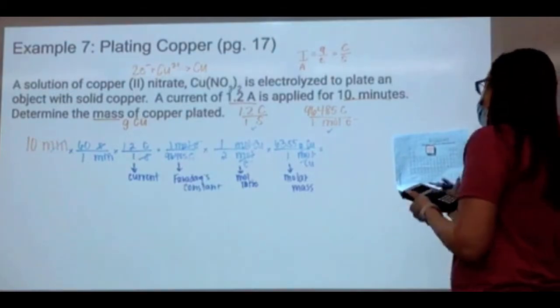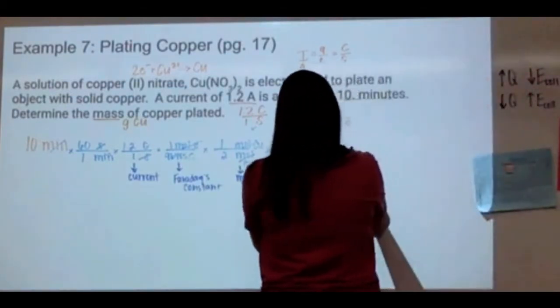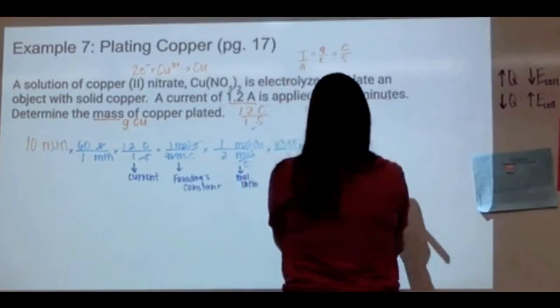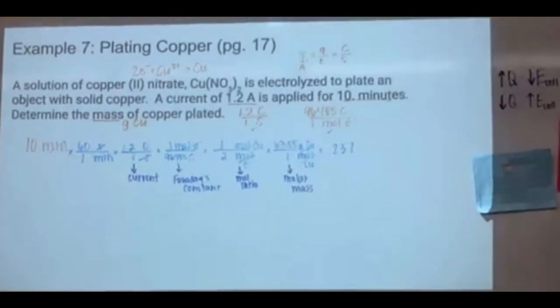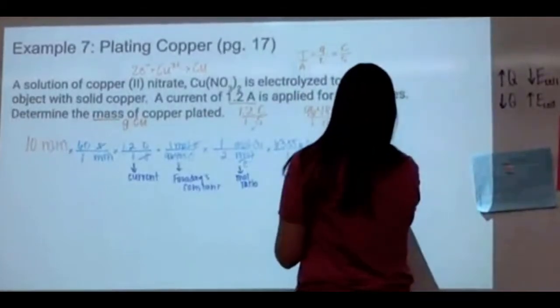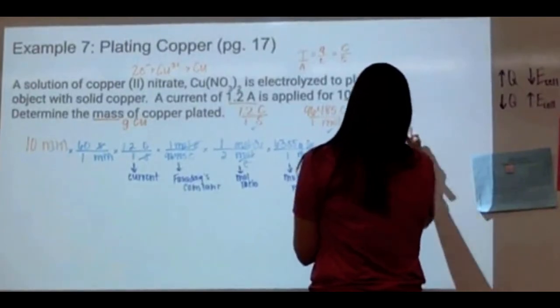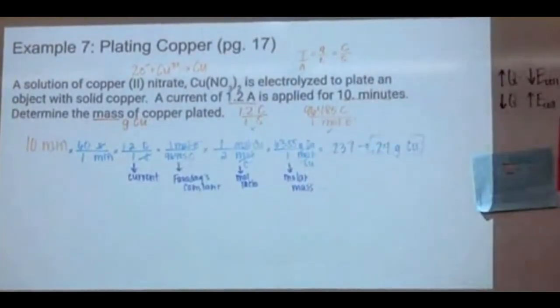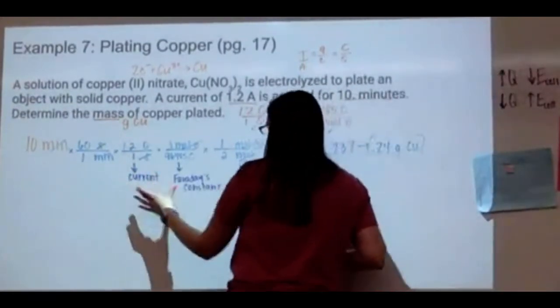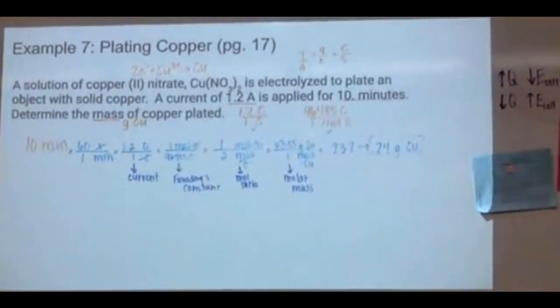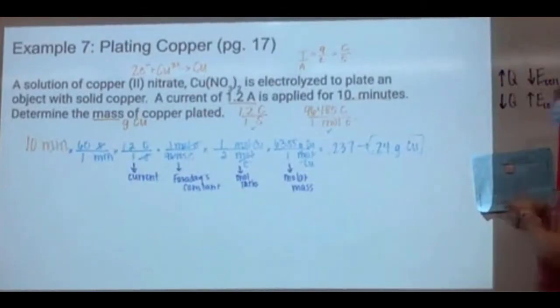And 2 sig figs, really. So I get 0.237. If we stick to sig figs, these are both 2 sig figs. So then we would get 0.24 grams of copper. So you can see we use current and Faraday's constant as conversion factors here. You need a half reaction to make sure you know how many electrons you need. And then we use our periodic table for the molar mass.